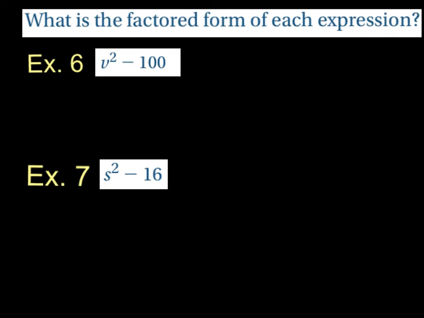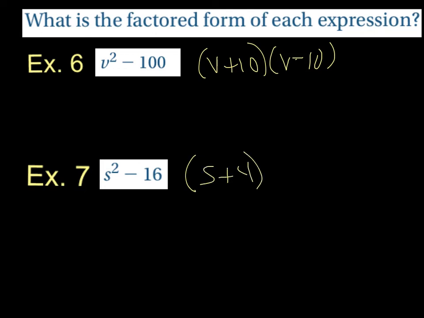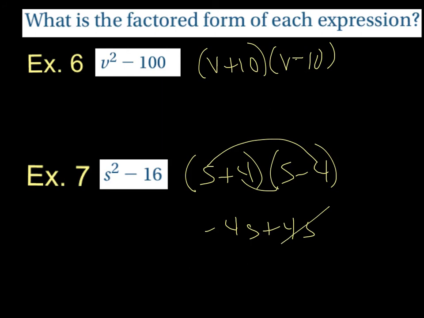V squared minus 100. Well, 100 is a perfect square, so this would factor to v plus 10 and v minus 10. Example 7, s squared minus 16. 16 is a perfect square, so it factors to s plus 4 and s minus 4. And again, I can do a quick check. There's a minus 4s. That would give me a plus 4s, and those would zero out, leaving just the squared and the constant.